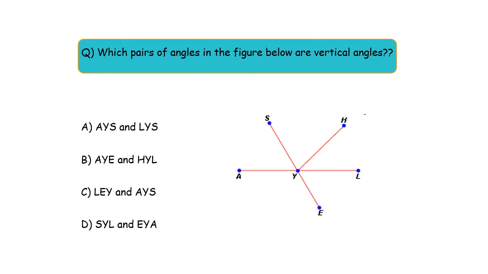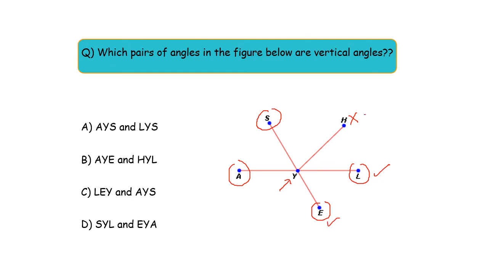So we can do one question on the basis of vertically opposite angles. Which pair of angles in the figure below are vertically opposite? You have to find the two intersecting lines. In this diagram, the two intersecting lines are SE and AL, which are intersecting at Y. Please ignore this line HY, because that is not a complete line. It is not extending to the bottom side, right? Therefore, you have to consider the two intersecting lines AL and SE.